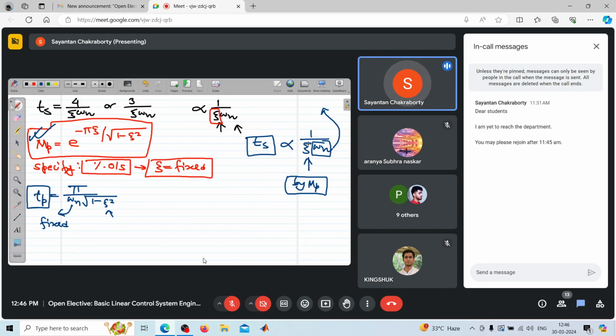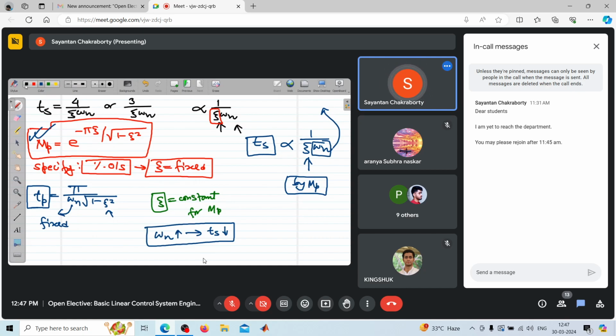So what should be the value of omega n to get a less peak time, since zeta is constant for Mp? If you increase the value of omega n, that means Ts will be less. So you should choose the value of omega n as large as possible.